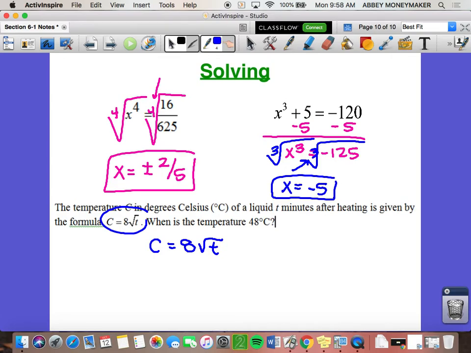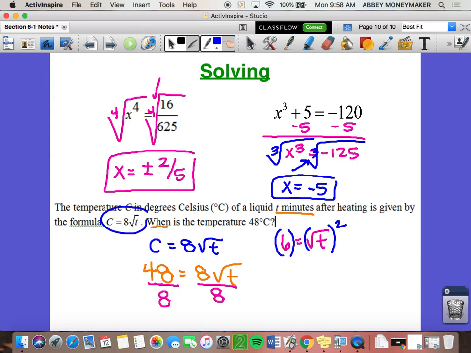Okay? By that question asking us when, we know we're solving for T because T referred to time, which was minutes. So I'm going to plug in 48 for C is equal to 8 times the square root of T. So if we want to get T by itself, we're going to have to divide by 8. So we get 48 divided by 8 gives me 6 equals the square root of T. And then just like we did before, we got to ask ourselves, what's going to undo the square root of T?